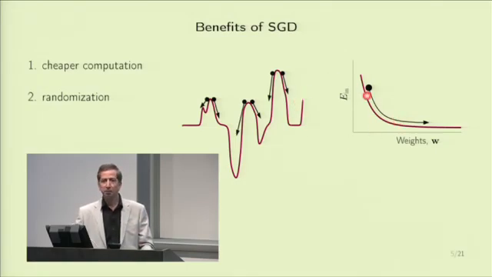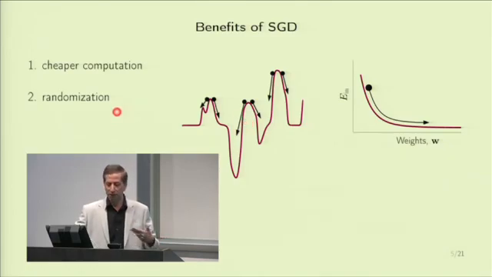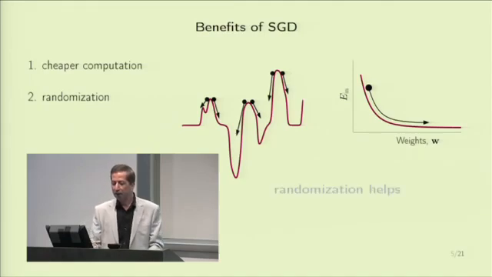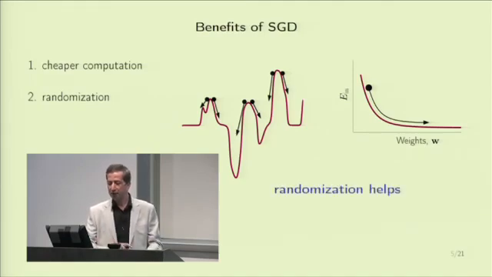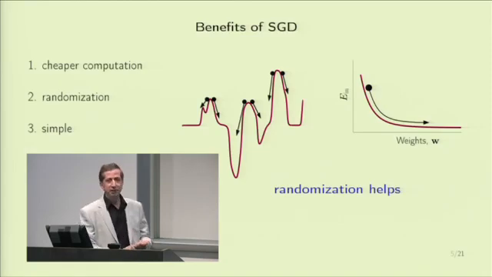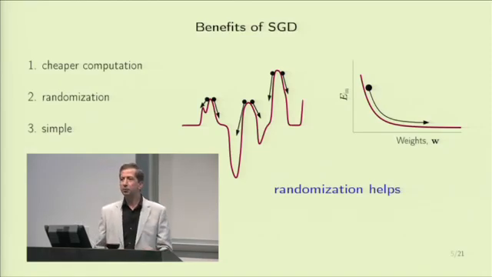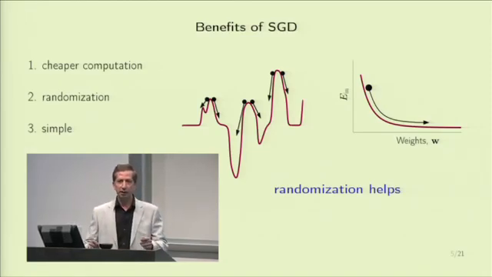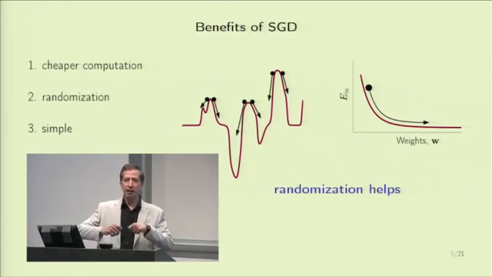Okay? So there are basically annoying artifacts of the optimization of a surface that gradient descent will be helped a little bit with if you use the stochastic version. Okay. Now, the third advantage, so randomization helps. The third advantage you have is that it's very simple. It is the simplest possible optimization you can think of, okay? You take one example, you do something, and you are ready to go.